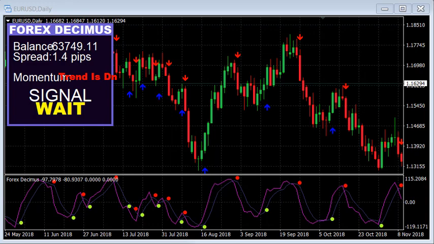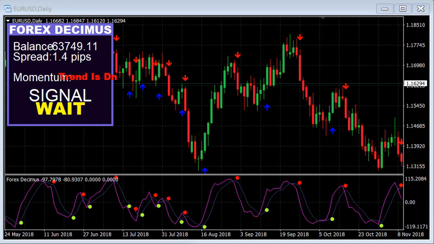Now, here's the thing about Decimus. You can work it across all time frames. It'll work on pretty much every chart that your broker offers, but obviously some charts are better trading than others, and some time frames are better trading than others.